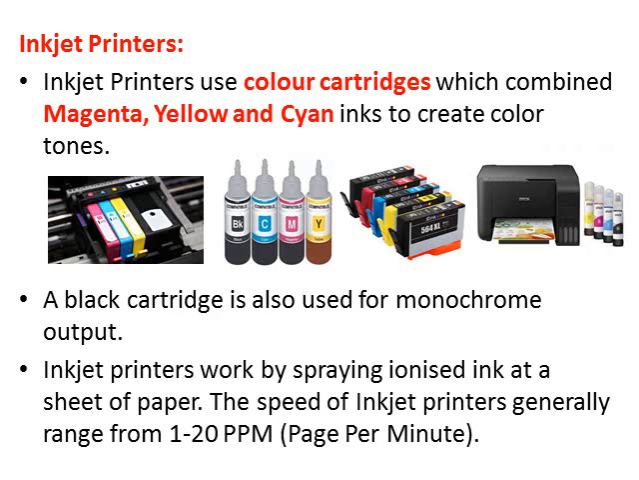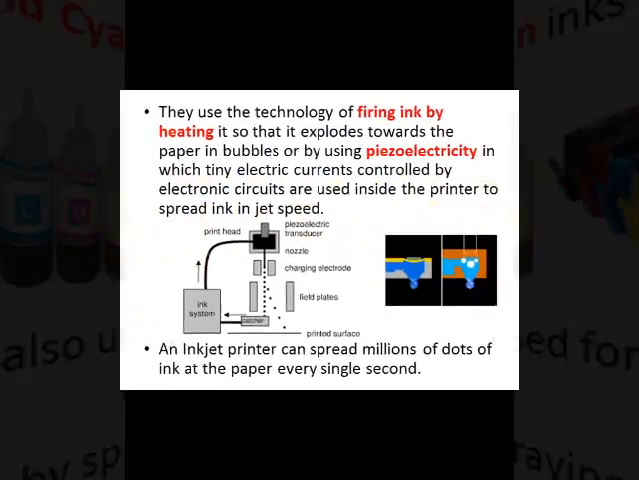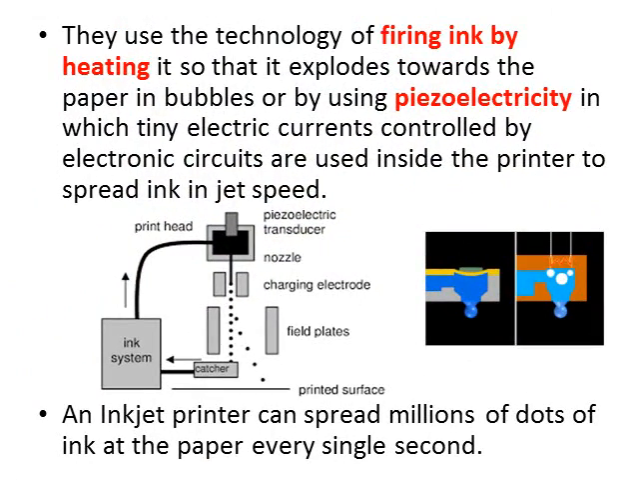Inkjet printers work by spraying ionized ink at a sheet of paper. The speed of the printers generally ranges from 1 to 20 pages per minute or ppm. They print by propelling droplets of ink onto paper or plastic. They are the most commonly used type of printers, ranging from small, inexpensive consumer models to expensive professional machines. Starting from 2000, you get an inkjet printer.